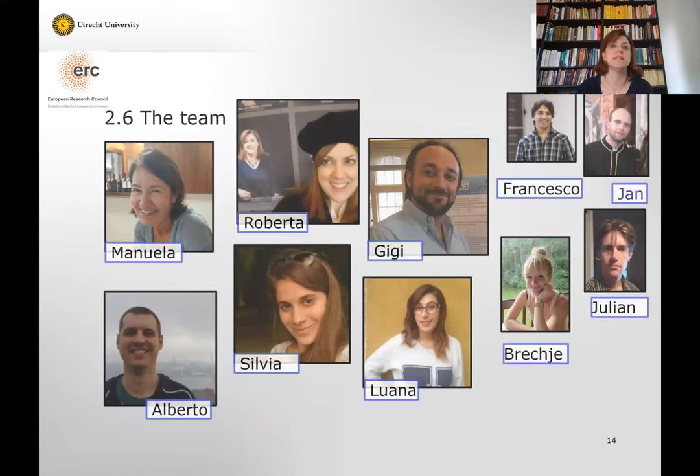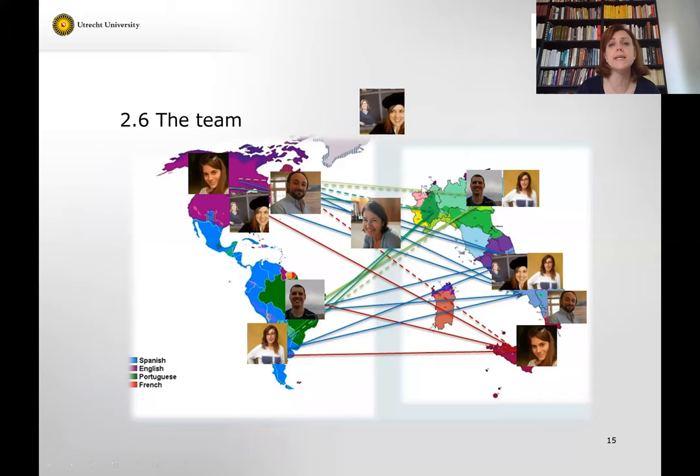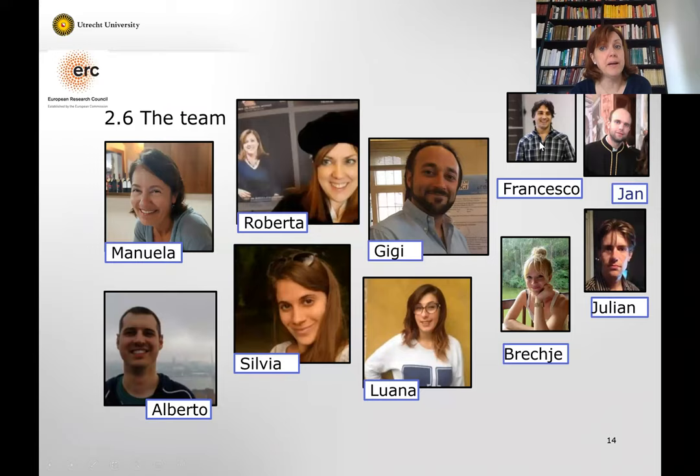This is our team, people that are here a little bit smaller, they have left. Julian in particular, he's the person that helped us design the atlas and realize the atlas. At the moment, these are the active people. And the way we work is that each of us is responsible for an Italo-Romance language or group of languages and for a country. So for instance, Silvia is responsible for field work in Canada. Alberto is responsible for field work in Brazil. Gigi, well, I was, but then I couldn't anymore for personal reasons. So Gigi became responsible for field work in the United States. And Juana is responsible for field work in Argentina, field work which was realized actually by Francesco and Jan, our previous members of the project.